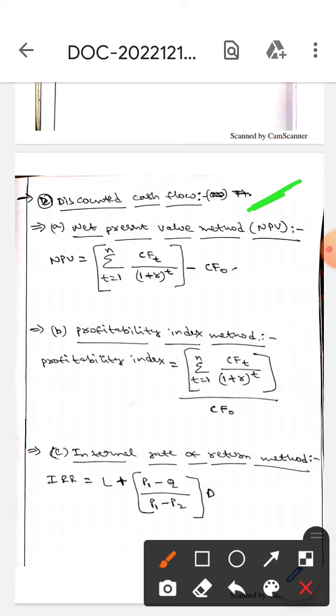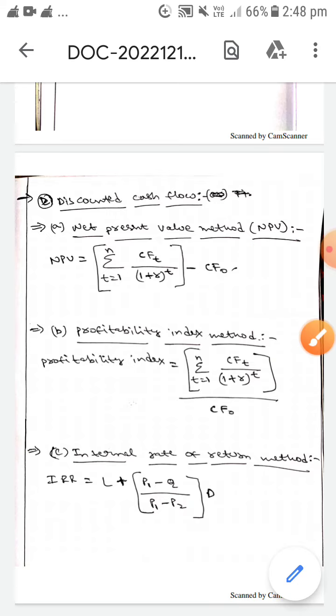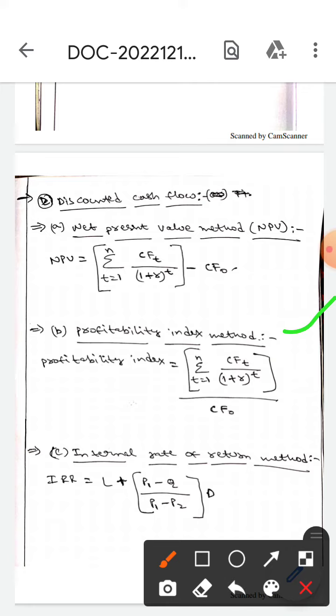The next technique is discounted cash flow. Here the first method is the net present value method, NPV. NPV equals sigma t equals 1 to n CFt by (1 plus r) whole power t, minus CF naught. The next one is the profitability index method.